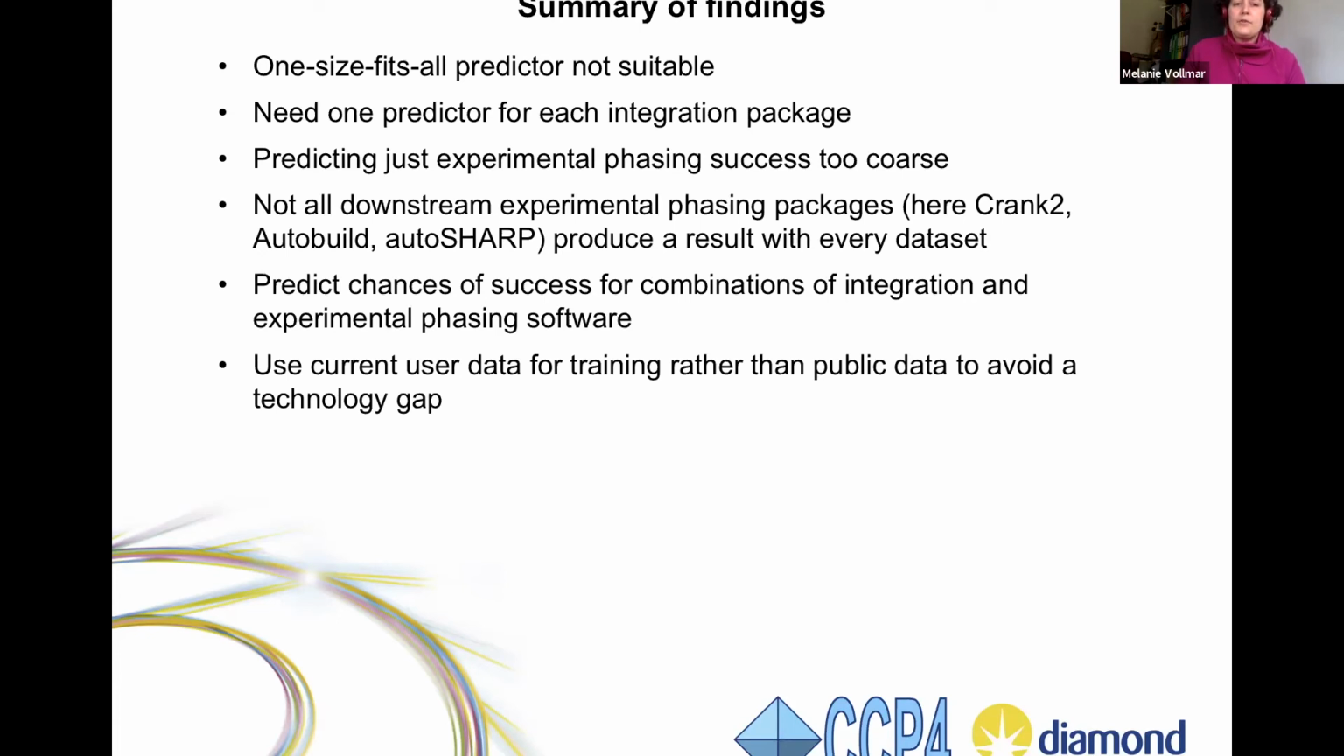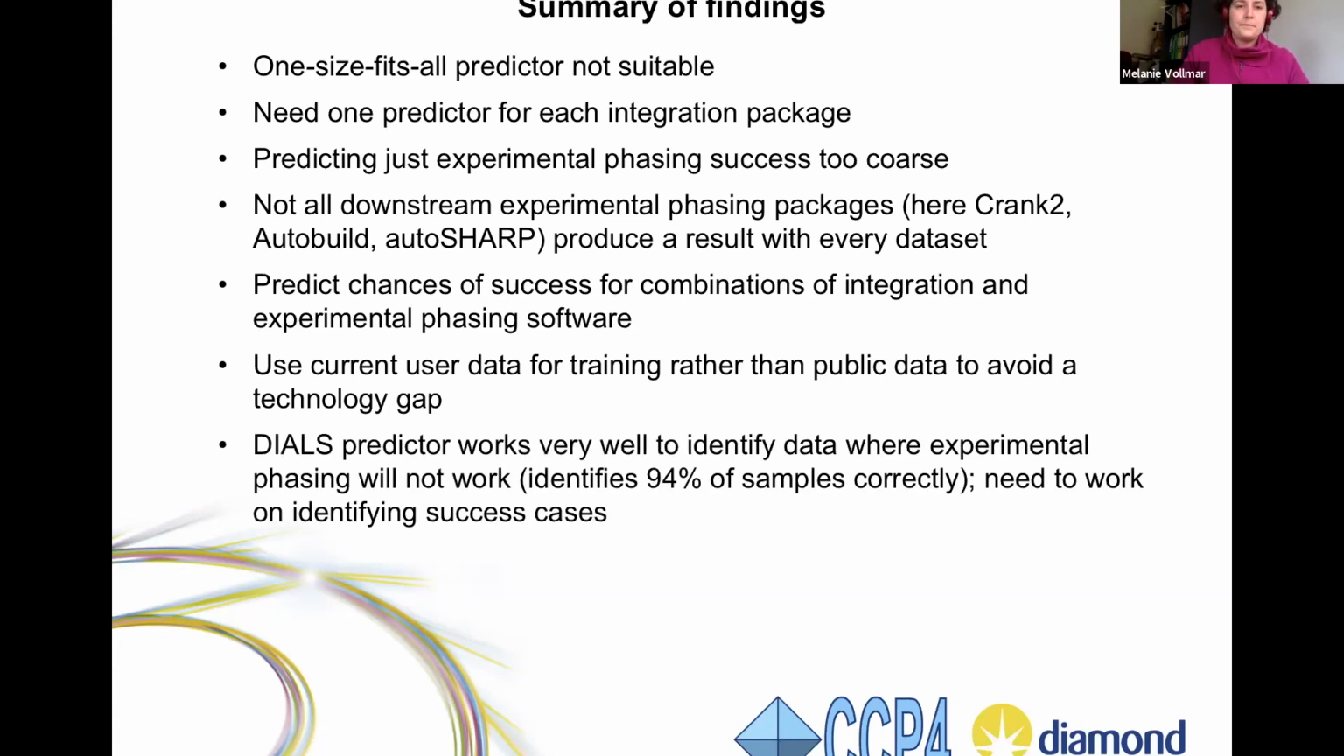The other crucial thing that I found is that the data that's publicly available is way out of date for what I want to do in a real-life application that's running on current user data as it comes off the beamline after data collection. So I can't rely on the public data. I have to make use of our in-house database and the user data.